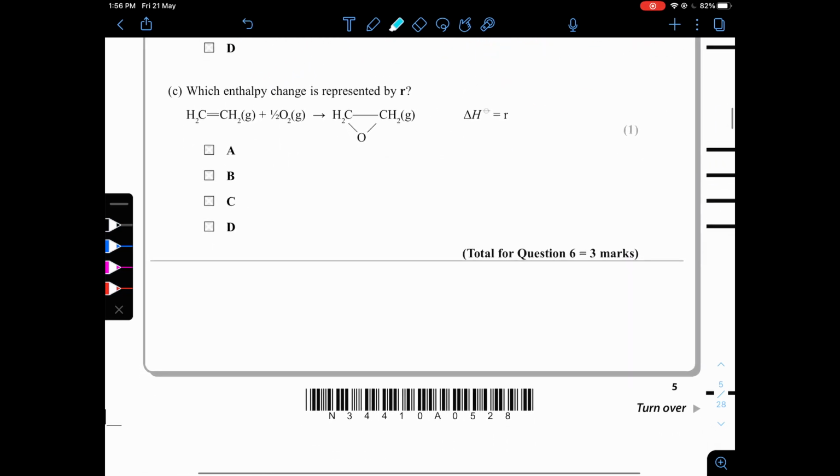Which enthalpy change is represented by R? So we have a compound here, a hydrocarbon that reacts with oxygen to give us CH2, CH2, and then you have a double bond O here.